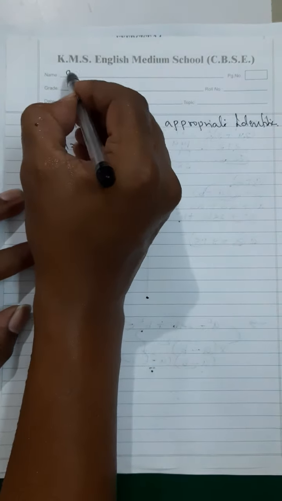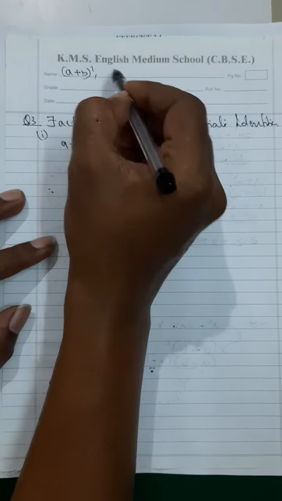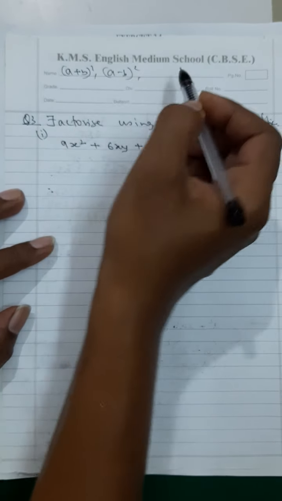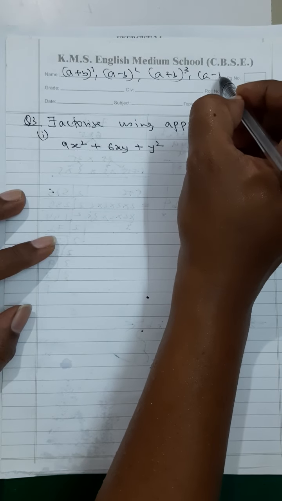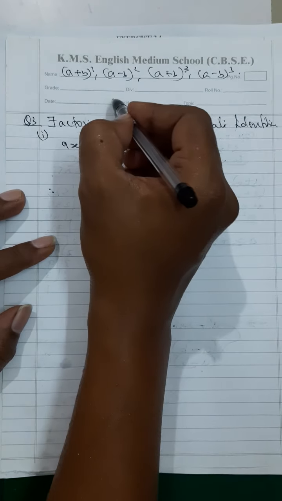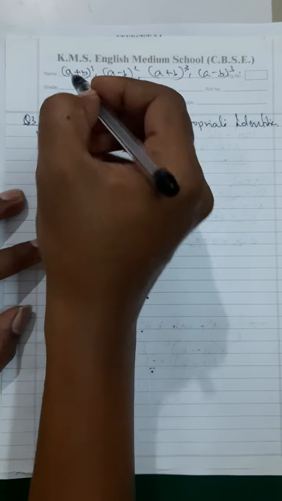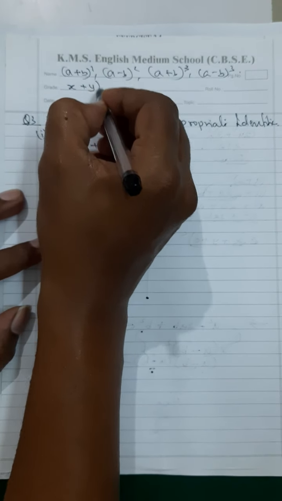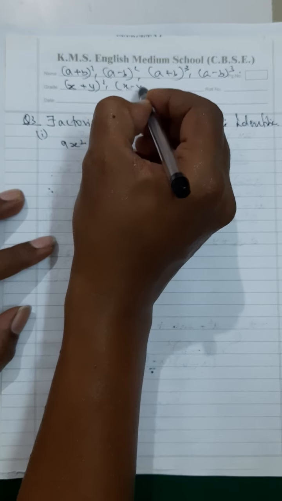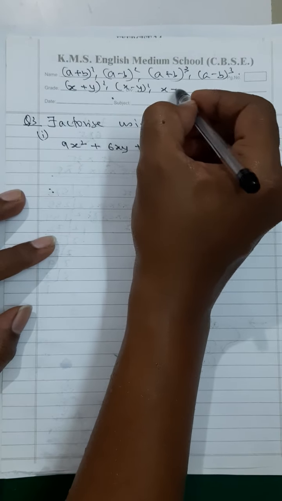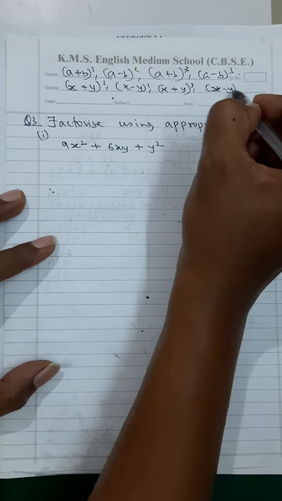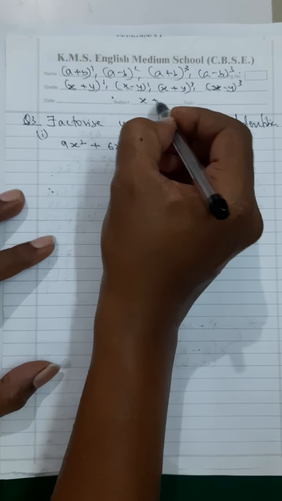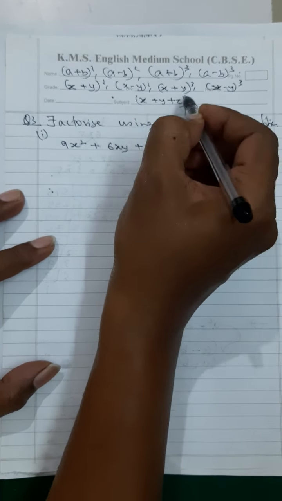Can I transfer it to a plus b the whole square, or a minus b the whole square, or a plus b the whole cube, or a minus b the whole cube, or even, sorry, actually you have got x plus y the whole square, x minus y the whole square, x plus y the whole cube, x minus y the whole cube, or even x plus y plus z the whole cube. These are the identities that you have learned.